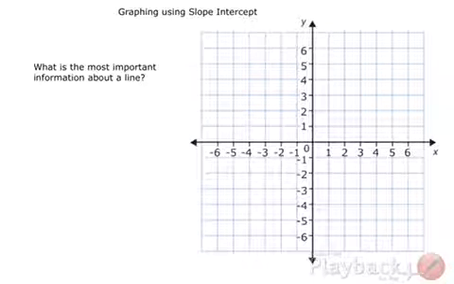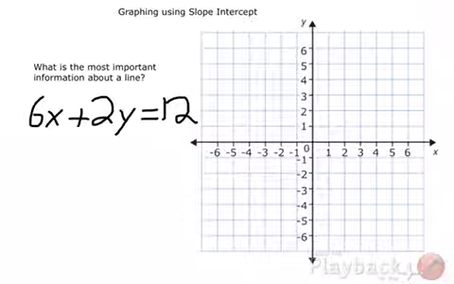Okay, great. So you've mastered the art of graphing using slope-intercept form. What I'd like you to do now is try this example. Go ahead and try to graph this using slope-intercept form or any other way that you can. Pause the video on your own graph paper. Try this one.